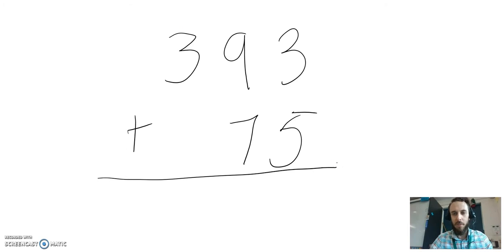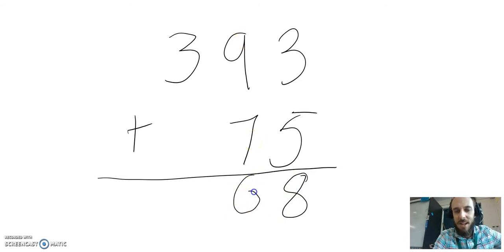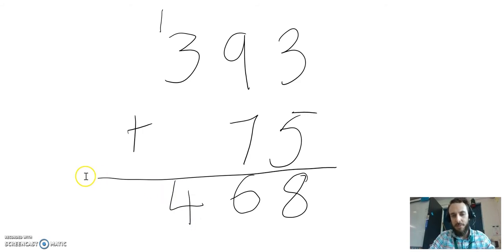And then as always, we start from the ones. So 3 ones add 5 ones is 8 ones. 9 tens add 7 tens is going to be 16 tens. Put my 6 in the tens place, and the 1 gets regrouped over here as 100. I've got 3 hundreds, add nothing, but add on the 100 that we carried across and regrouped, and I've got 4 hundreds. My answer would be 468.